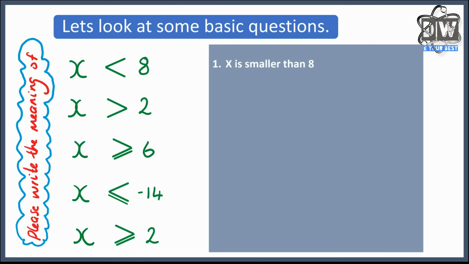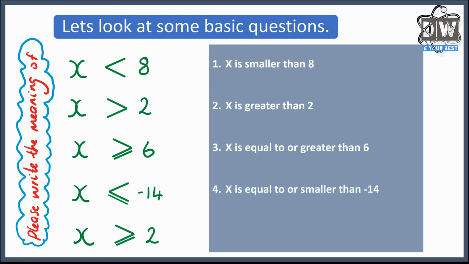The next one is X is greater than 2. The one after that is X is equal to or greater than 6. You could have said X is greater or equal to 6 if you wanted to, but whatever way you say it, as long as it's got both of those in there. X is equal to or smaller than minus 14. And X is greater than or equal to 2.